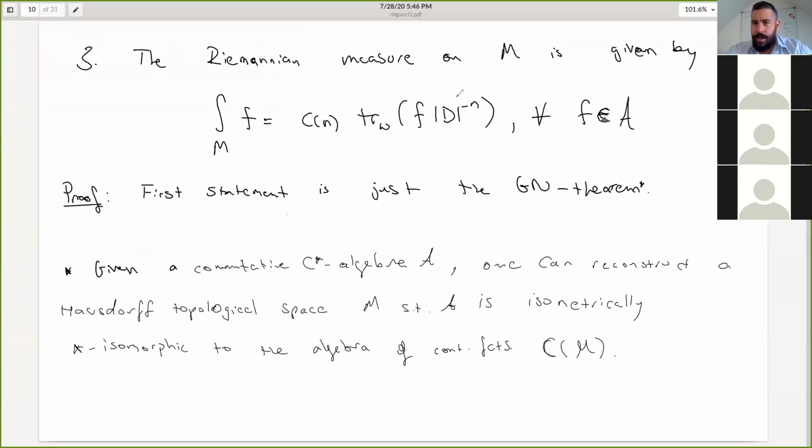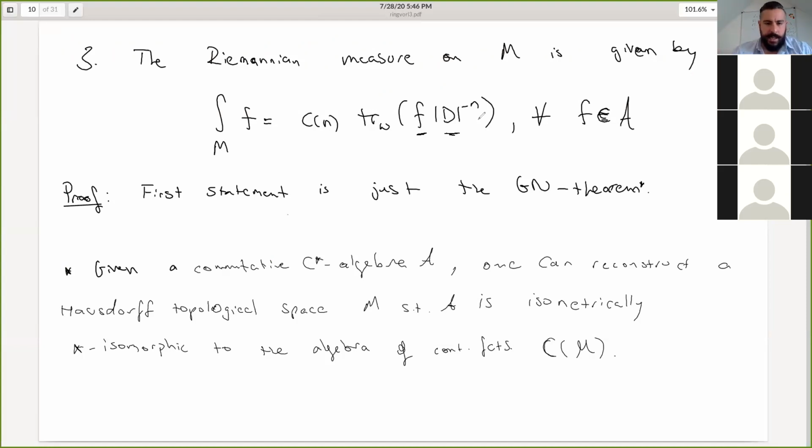And then the Riemannian measure on M is given by the following formula. Okay, so it's the integral over M, over this Riemannian manifold, of f is equal to c_n times the Dixmier trace of f times D to the power of minus n. And c_n is just some constant that depends on n. But what is very nice about this is that you see, we replace the integral by something that only depends, in the sense of an algebra, on an operator. And that is the strong suit of this construction.